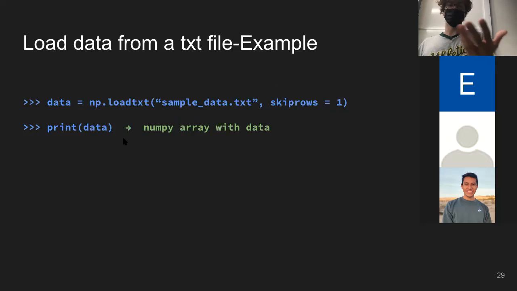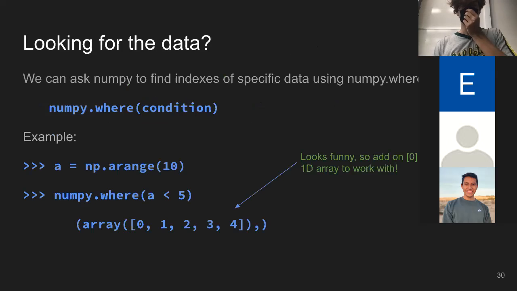So here's an example. data equals np.loadtxt, sample data .txt, skip rows equals 1, because the first row will often be the text that describes the data, and you can keep that in your head. Also, if there are string values that are confusing to NumPy, it'll give you an error. So it's often better to just have the numbers, and then you can print the data and see the data.